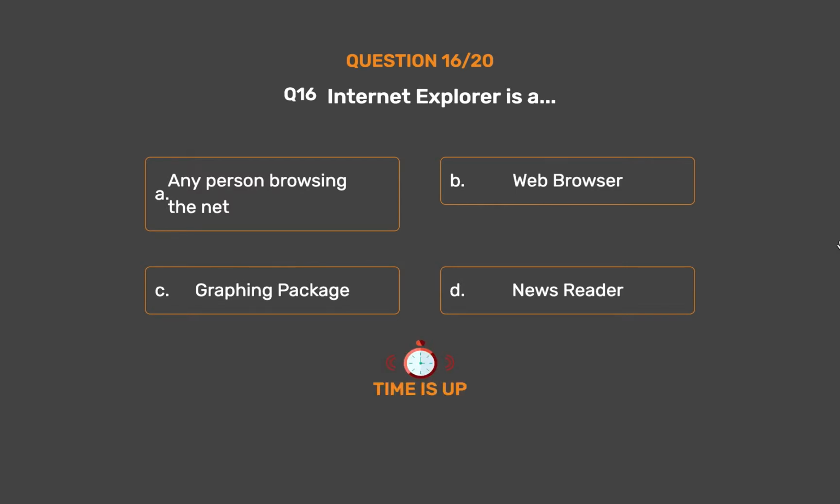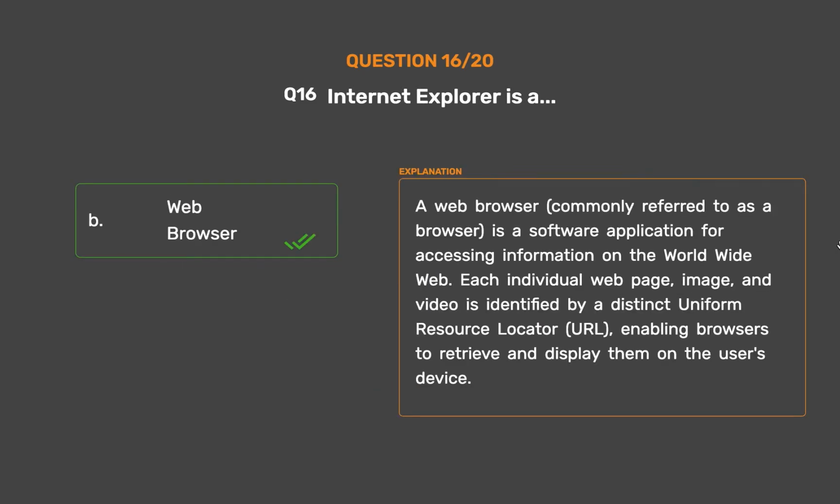The correct answer is Option B. Web browser. A web browser, commonly referred to as a browser, is a software application for accessing information on the World Wide Web. Each individual web page, image, and video is identified by a distinct Uniform Resource Locator (URL), enabling browsers to retrieve and display them on the user's device.